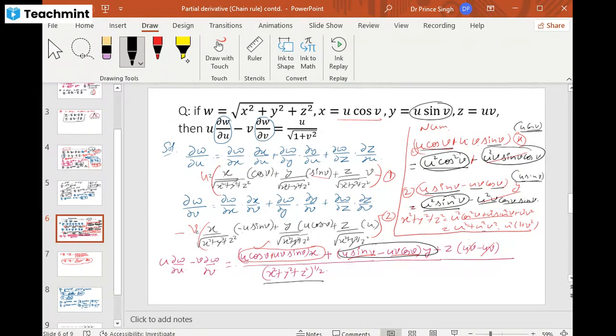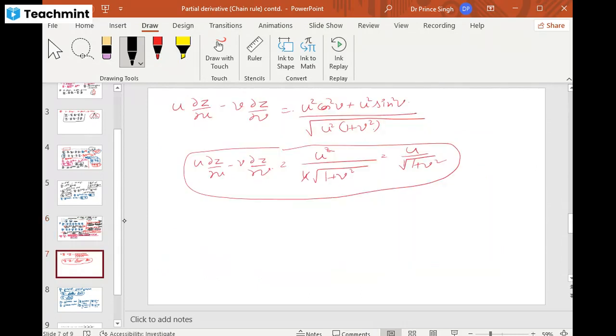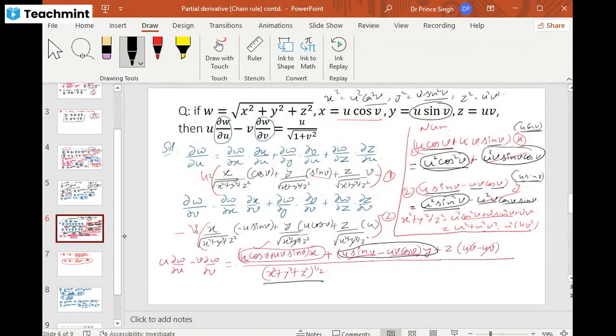And in the denominator, we need the square root of x square plus y square plus z square. So squaring and adding, x square is u square cos square v, y square is u square sin square v, and z square is u square v square. So cos square v plus sin square v is 1. So we are left with u square and u square v square. So here we have added u square plus u square v square. So u square again common, it is u square into 1 plus v square. This is the value of x square plus y square plus z square.